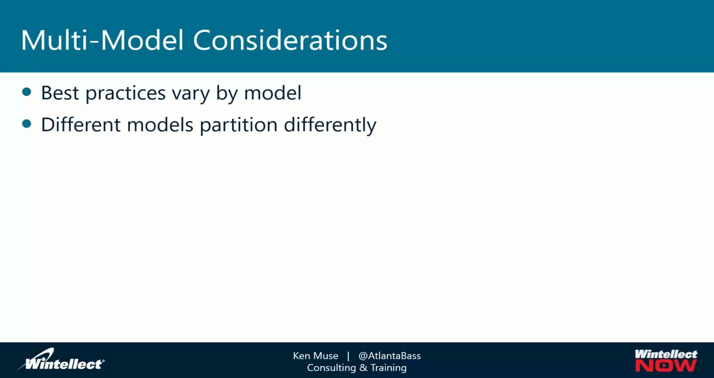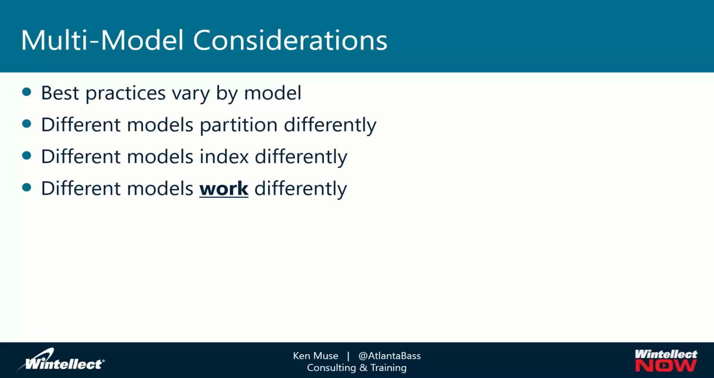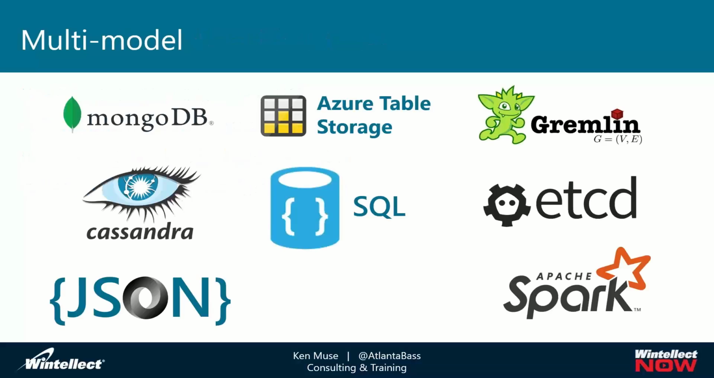As a result of this, different models treat the partitions differently and have different behaviors. The different models index differently. In short, the different models work differently. And so no matter which of these models you want to use, you need to consider both the Cosmos behaviors, partitioning and keys, and the behavior of that particular model as part of your design process.